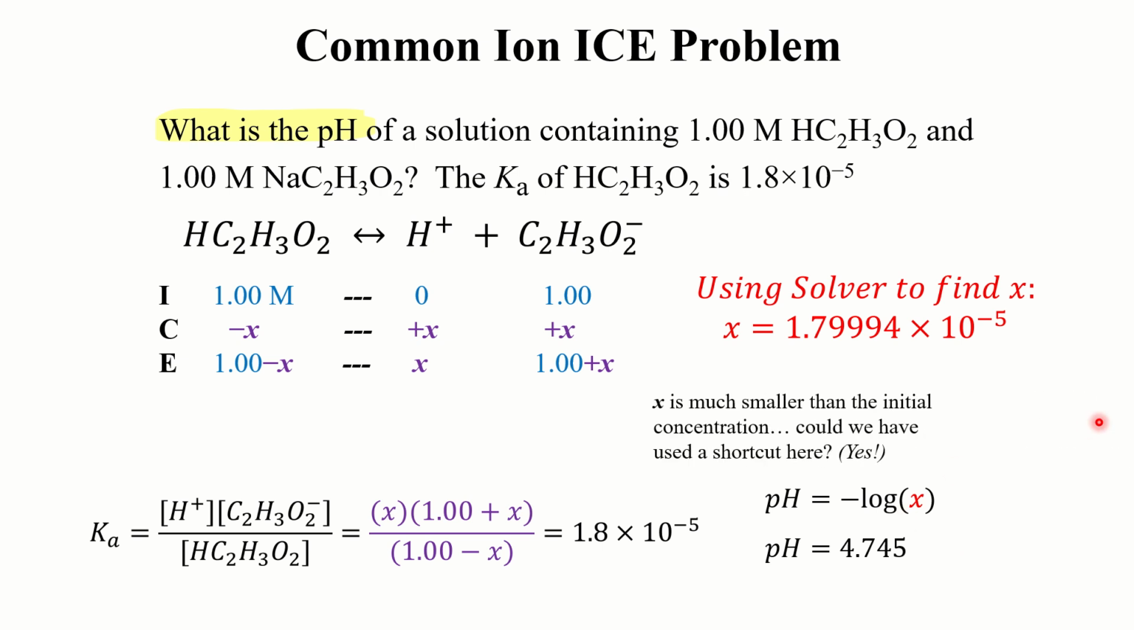All right. Now, I do also want to note that this X value is much smaller than the initial concentration. Could we have used a shortcut here? The answer is yes. In a lot of these weak acid, and we'll see later, weak base titrations, that small x approximation that we learned about towards the end of our ICE method lecture is often going to be viable. So notice here, you could cross out both the minus x and the plus x, and you get an x value of around 1.8 times 10 to the negative fifth, which is almost identical to the value that we got using Solver and working through the quadratic equation.